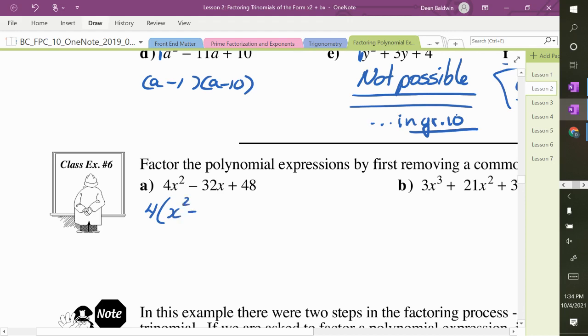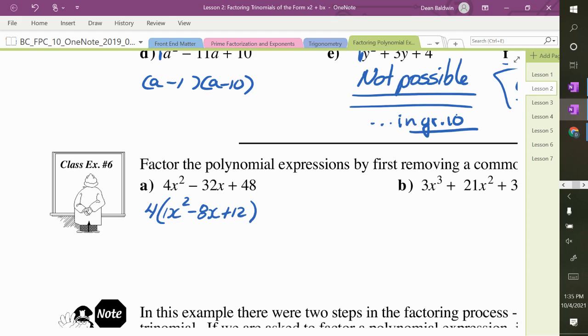x squared minus what? The number that you take out, you divide all the numbers. So I'm going to get an 8x. What's 48 divided by 4? 12. So I get a 12. Okay? That's your first step. Now we have a 1 in front of there. So now it matches all the other ones. And now you can use your what multiplies to this number and adds to that number.